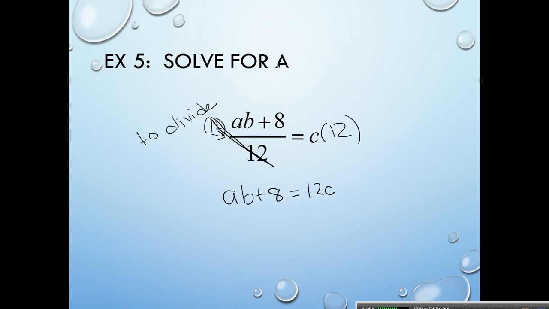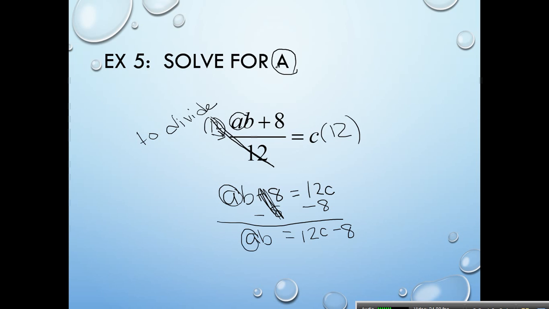I forgot to identify what variable I'm solving for. I'm solving for A, so I need to make sure I circle him, otherwise I'm going to forget. Now, I'm going to get rid of this plus 8, because remember, we're always going to add or subtract before we multiply and divide. So I'm going to get AB over here. The 8's canceled out for me. 12C minus 8. Those are not like terms, so we're just going to leave them.